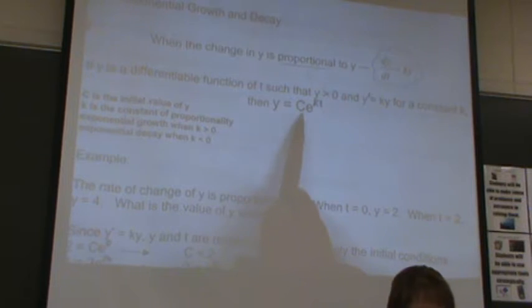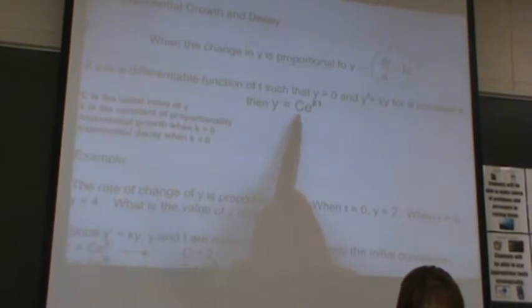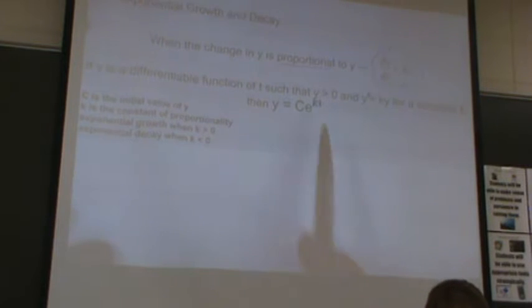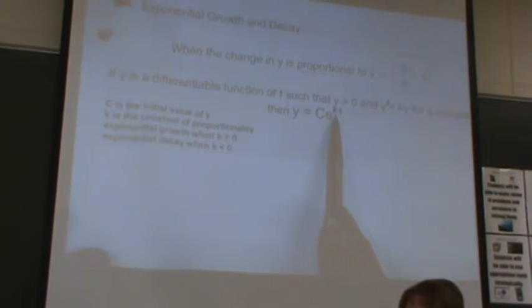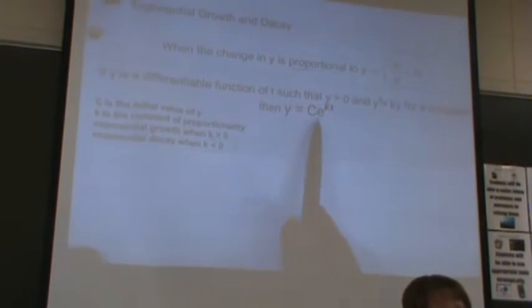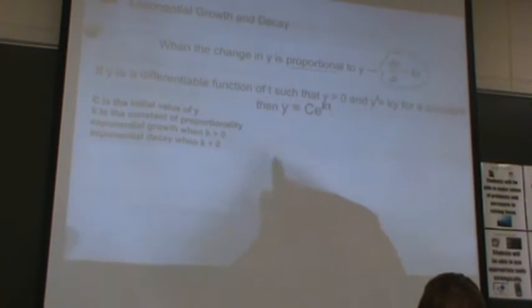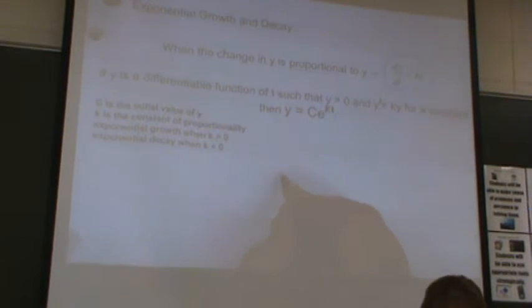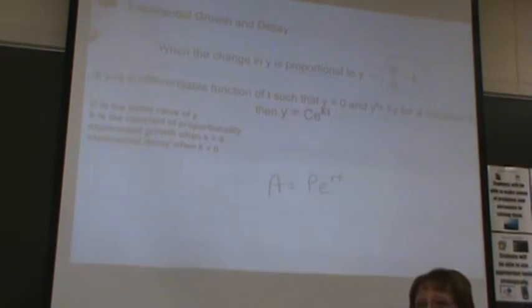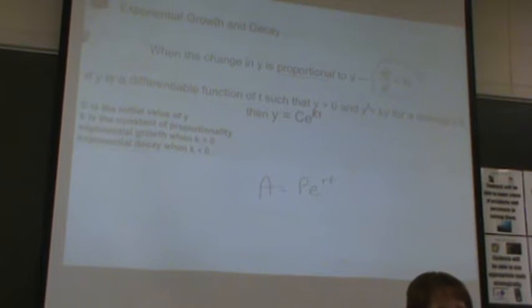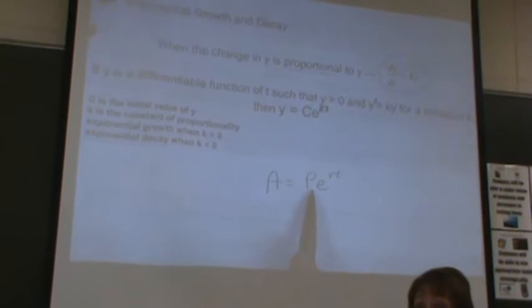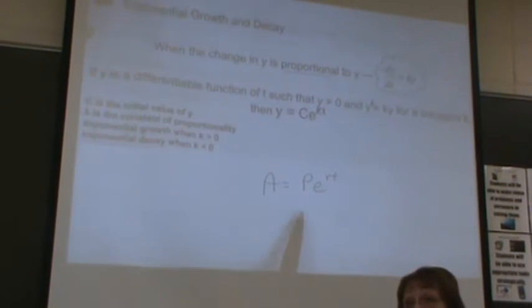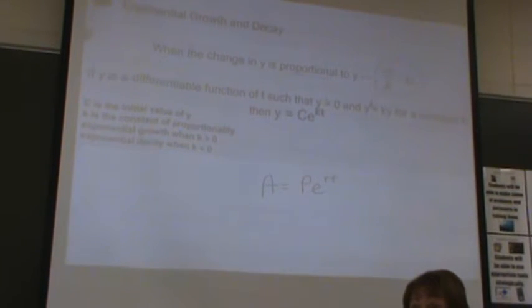Questions on that? So when you see an equation that looks like this, y equals c e to the kt, you need to know that c is the initial value of y and k is the constant of proportionality. If k is greater than 0, it's exponential growth. If k is negative, it'll be exponential decay. Another place you're going to see this formula is in business. Remember that PERT formula that you learned back in Algebra 2, A equals P e to the rt? Same formula. If you know an interest rate, whether you're paying it or getting it, that is continuously compounded interest. It is the same exact formula. So there are business applications for this as well as medical applications.